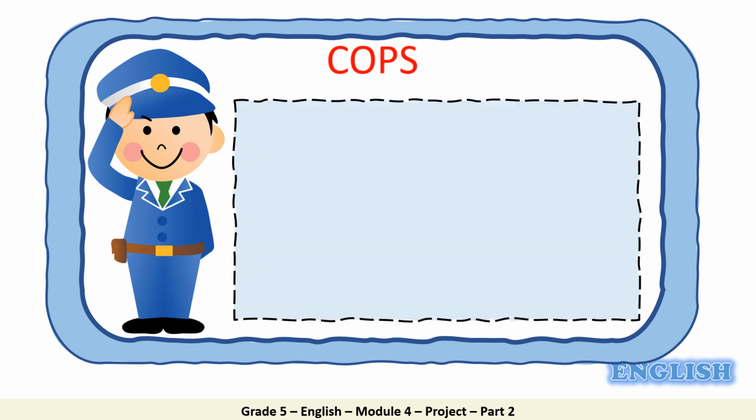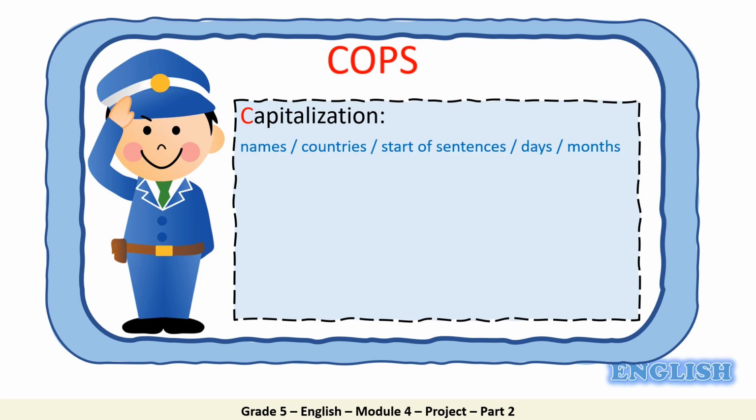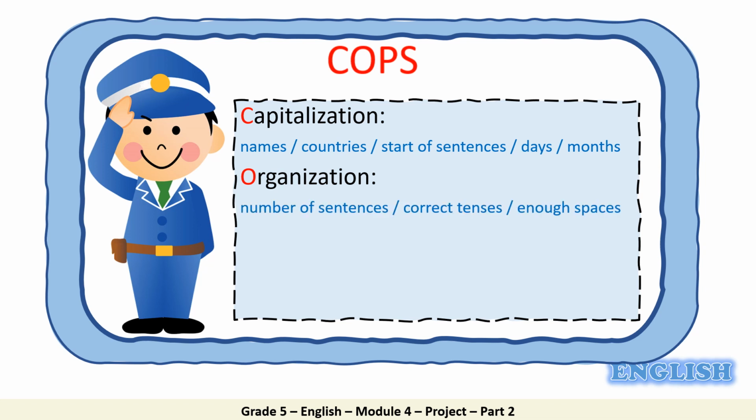Take a look. C is for capitalization. When do we use capital letters? We use it with names, countries, start of the sentence, days and months, okay? O is for organization. You have to check the number of sentences, you have to check if you are using the correct verb tenses, and you have to make sure there are enough spaces between the words and the sentences.